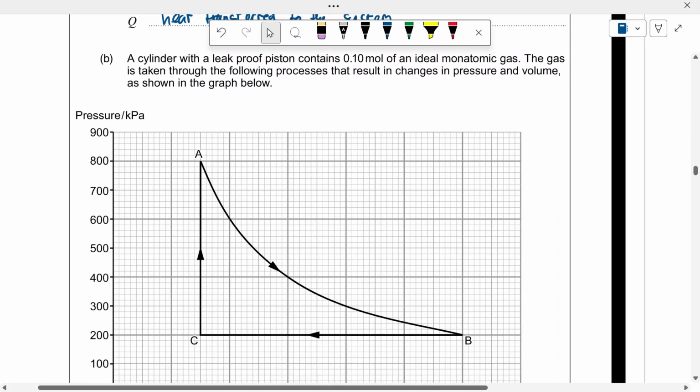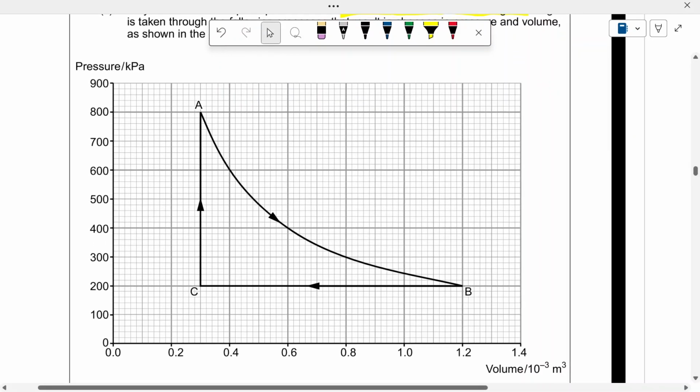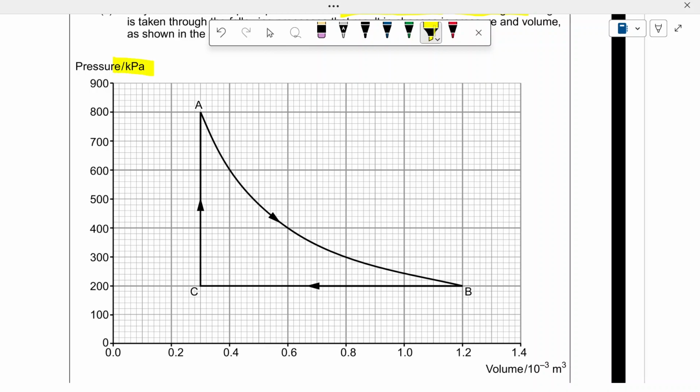Part B, a cylinder with a leak-proof piston, so an absolutely classic setup, contains this many moles of an ideal gas, and the gas is taken through the following processes that result in changes in pressure and volume as shown. So we're going from A to B to C in a kind of clockwise direction around this loop. Always be careful with the units on these graphs. They are seldom in cubic meters and pascals. So in this case, it's 10 to the minus 3 cubic meters, and it's 10 to the 3 pascals.